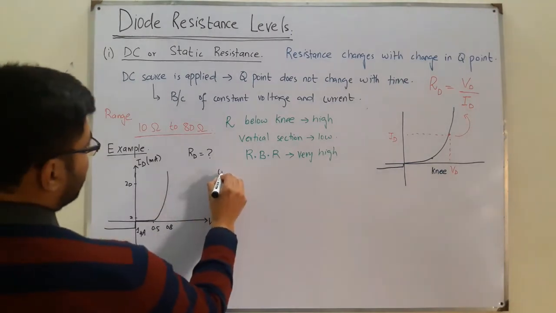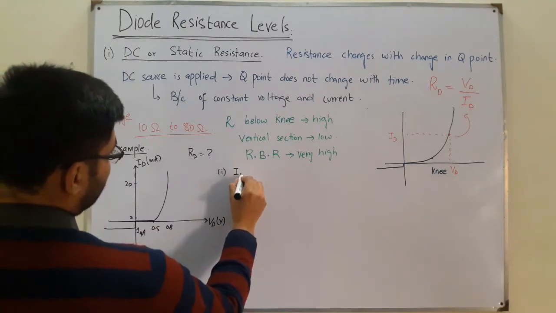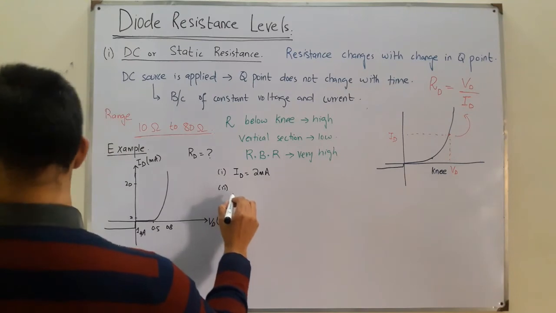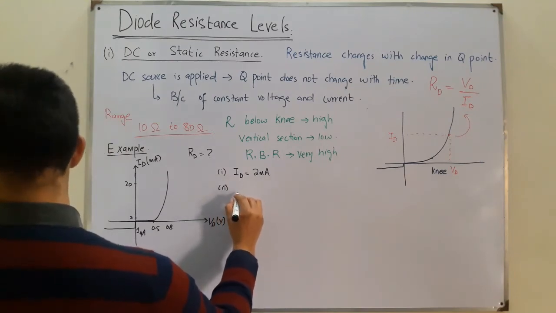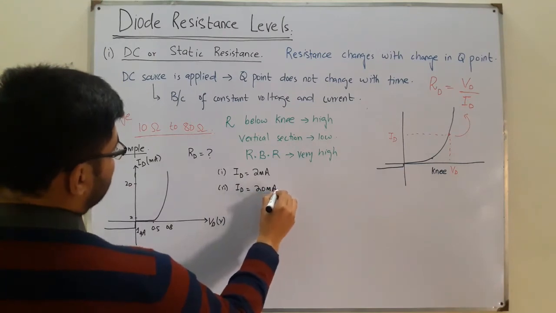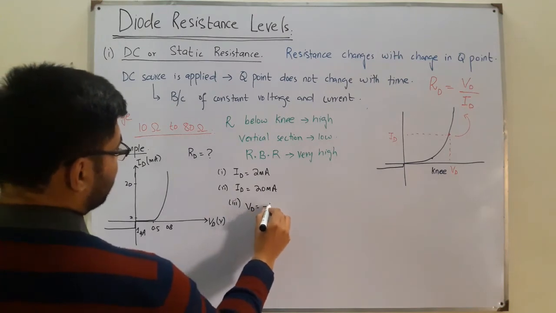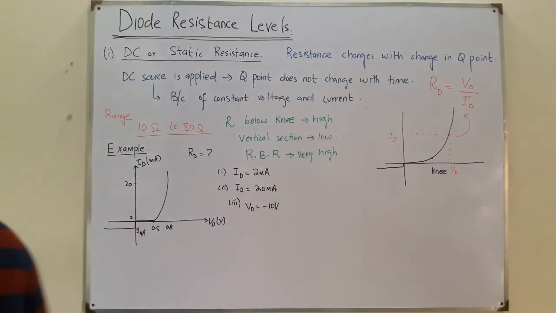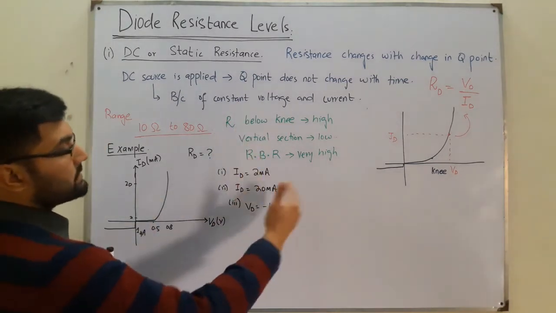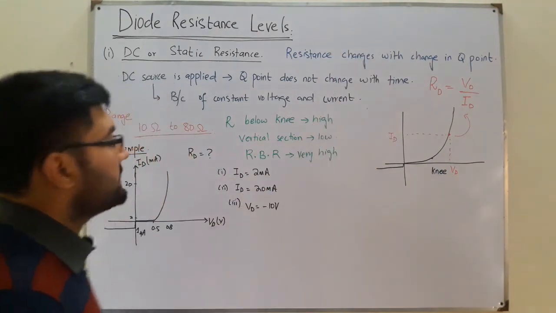And what they require is, number one, ID is 2 milliamps. The second is, ID is 20 milliamperes. And the third that is given is VD is negative 10 volts. So we are given three cases: one is somewhere below the knee, then in the vertical rise section, and then in the reverse region.